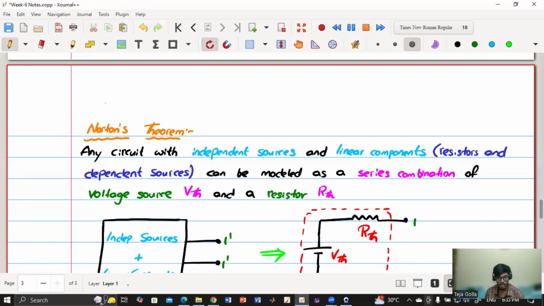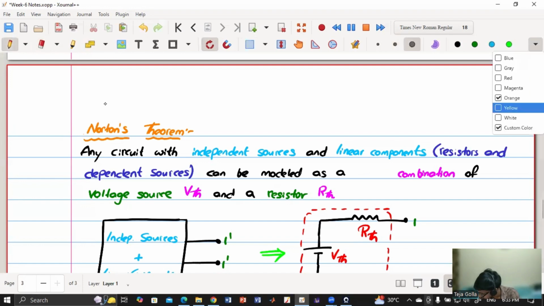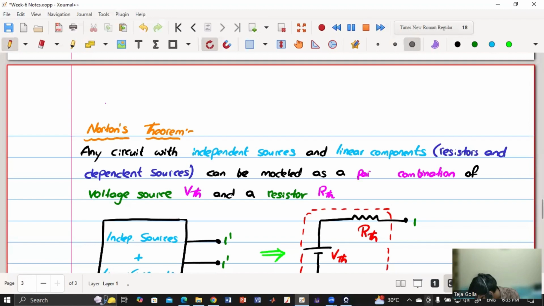Everything remains the same. Any circuit with independent sources and linear components can be modeled as, instead of series, a parallel combination. Instead of VTH, we have V Norton. Instead of RTH, we have R Norton. So everything remains the same. So this will be V Norton and R Norton.